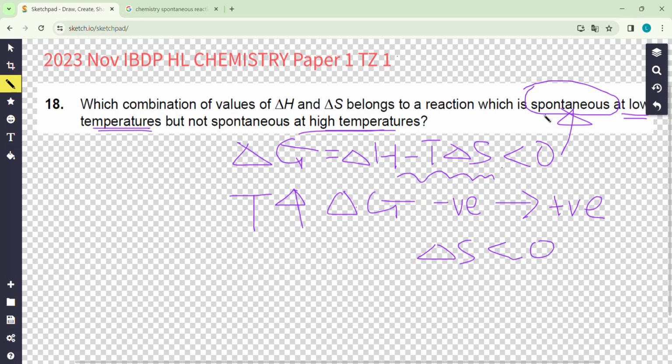But at first, it is spontaneous, so the whole thing has to be negative at first at the low temperature, so delta H has to be negative too. So we got the answer A.